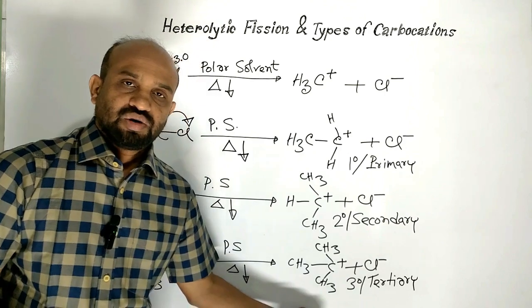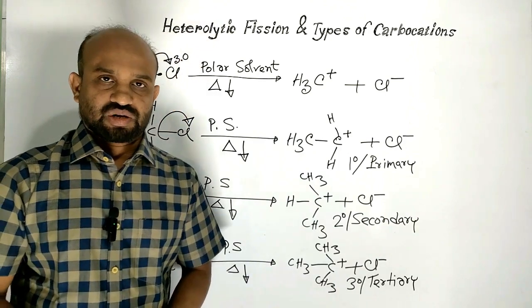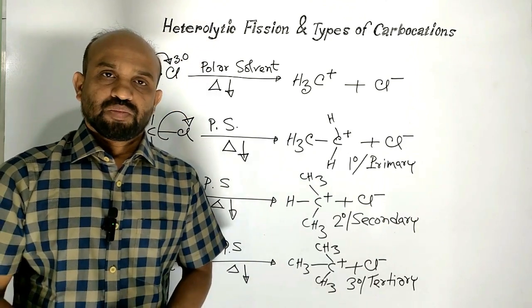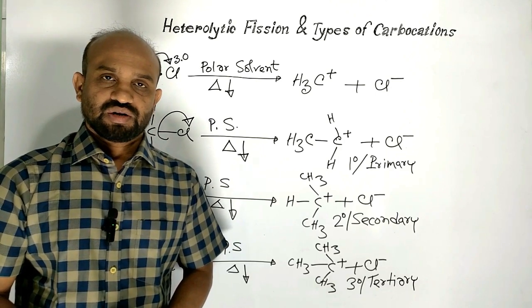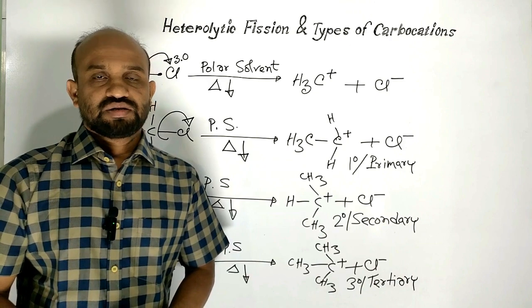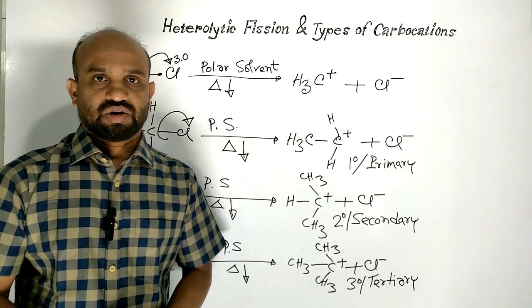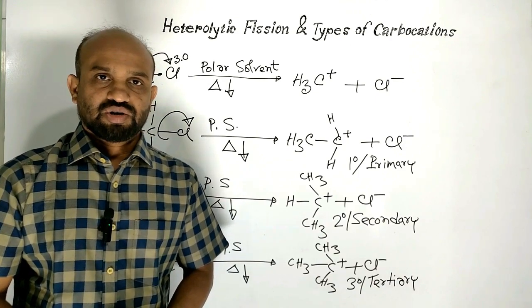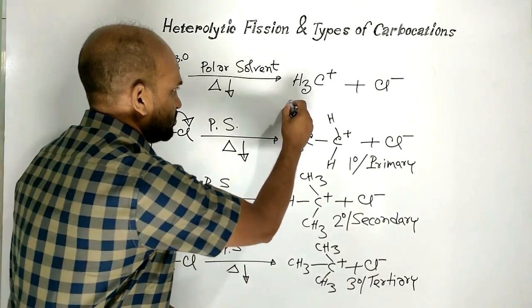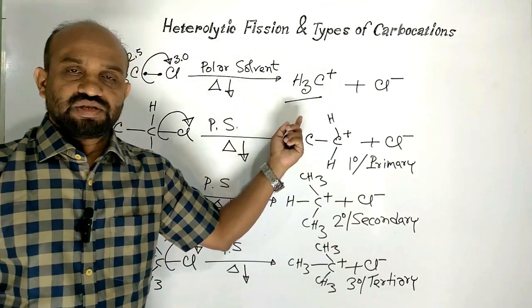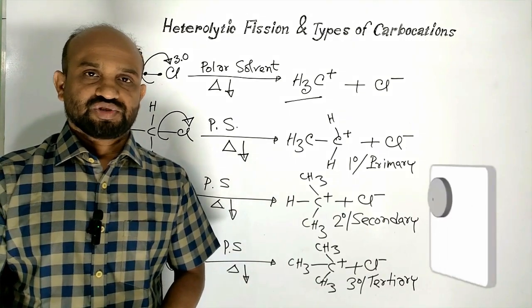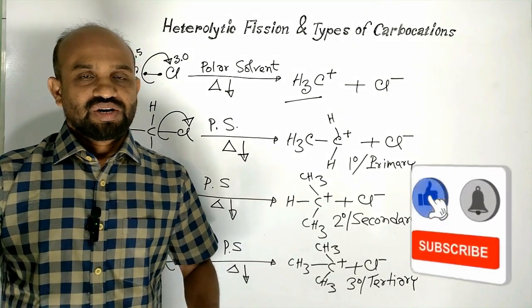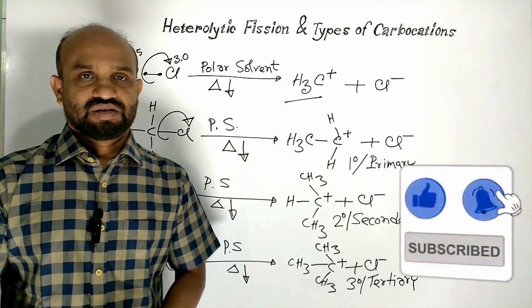So we got 3 types of carbocations: 1-degree or primary carbocation, 2-degree or secondary carbocation, and finally 3-degree or tertiary carbocation. Another carbocation we got, that is methyl carbocation. This is all about heterolytic fission and types of carbocations: 1-degree, 2-degree and 3-degree carbocations.